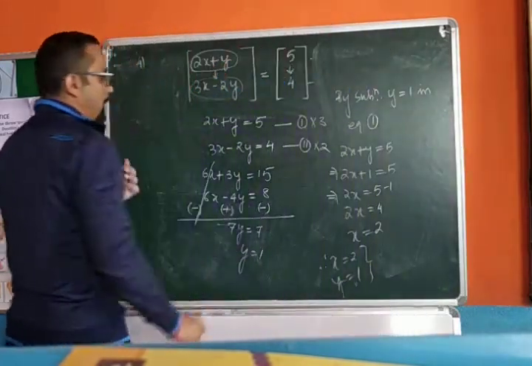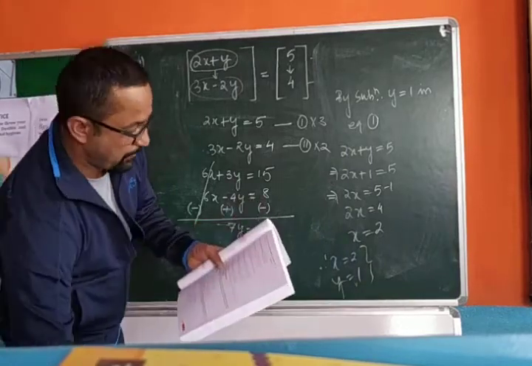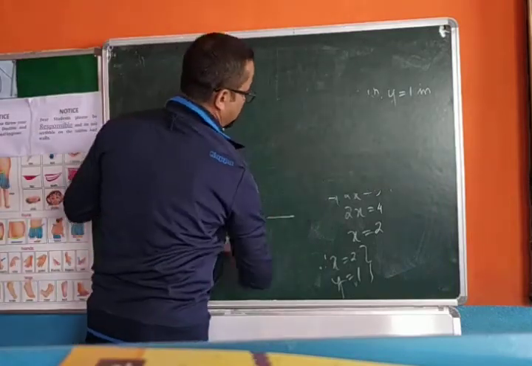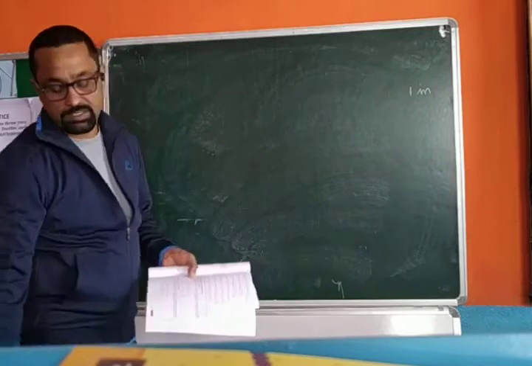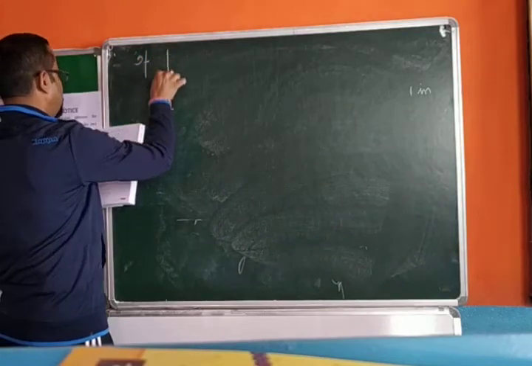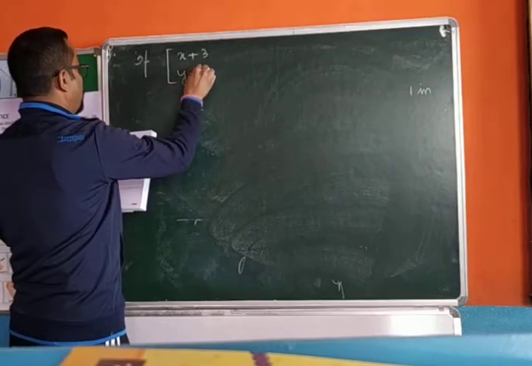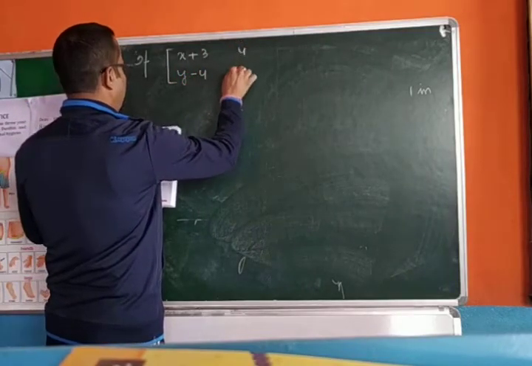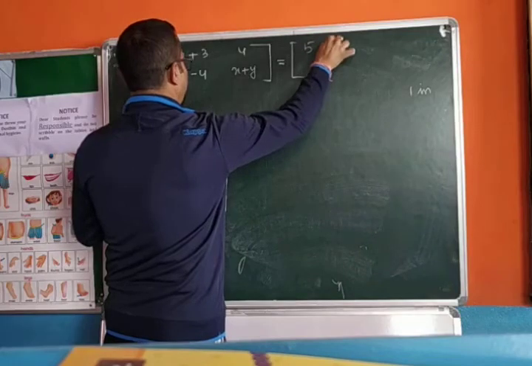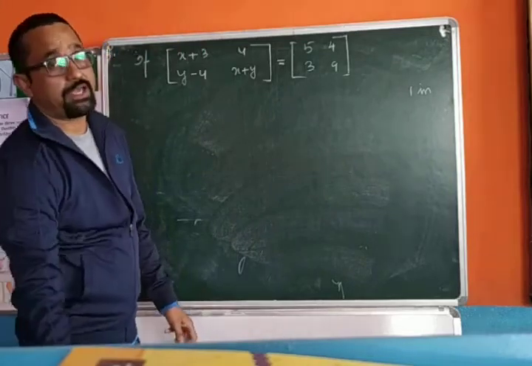This is the second example I gave. You can go for the third example. Let's see question number 6. You have similar sums in the exercise. You can try a few. If the matrix x plus 3, 4, y minus 4, x plus y is equal to 5, 4, 3, 9, find the values of x and y.